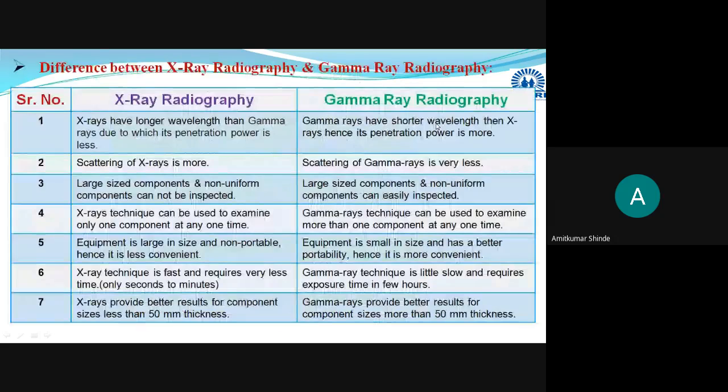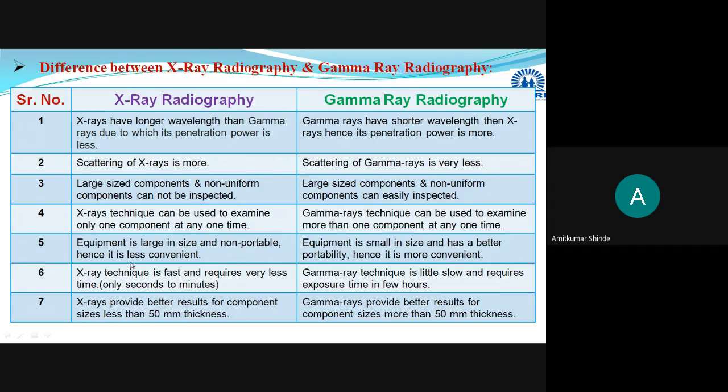And then next is, whichever equipments we are using in X-ray radiography, those equipments are larger in size, and those instruments are non-portable. Hence, this method is less convenient. Whichever equipment we are using for gamma ray radiography, those equipments are smaller in size, and sometimes portable instruments are also available. Hence, this method is very convenient. Gamma ray radiography is a very convenient method.